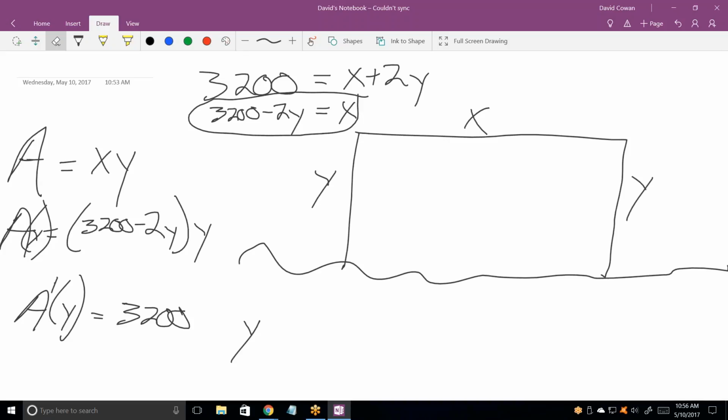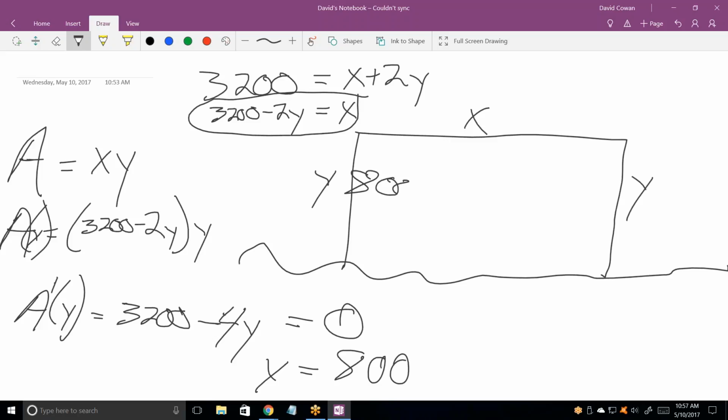In other words, I'm distributing first, so I get 3200y minus 2y squared. And then I take the derivative, and that becomes minus 4y. Now, I'm setting that equal to 0. And if you solve that, you get a y of 800. That means that dimension's 800, that dimension's 800. Total, and that's subtracted from 3200, that's got to be 1600.